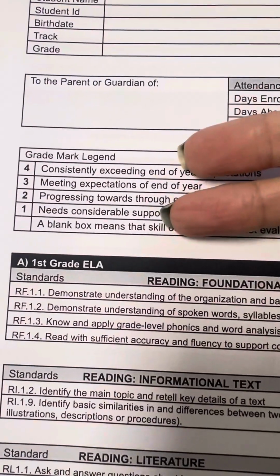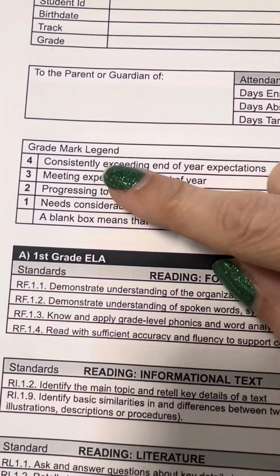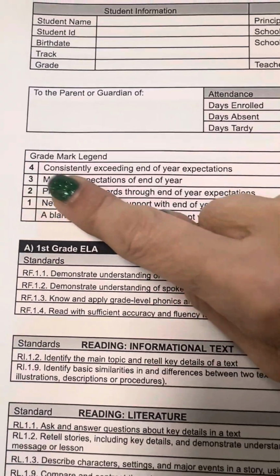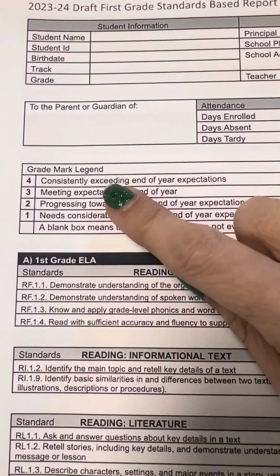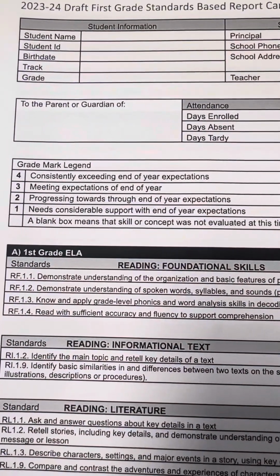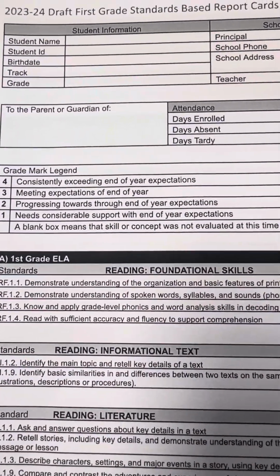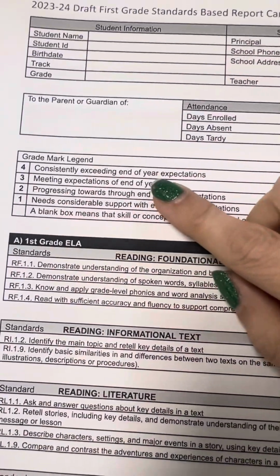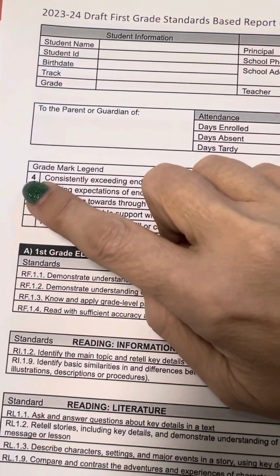So the legend is going to flip-flop. Whereas a 1 used to be high, the 4 is now the highest mark. And 4 doesn't mean a percentage. It means that they are consistently exceeding, so doing more than the end of the year expectations. So we have things that we look at that we work on from August until June. And if your child is consistently working above that, you're probably going to see a 4 in there.